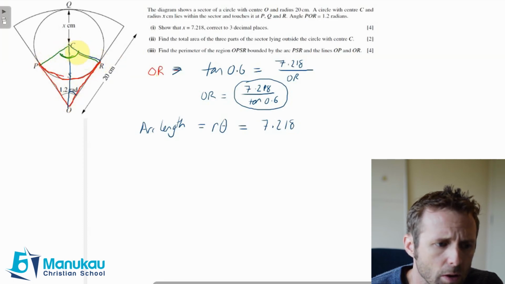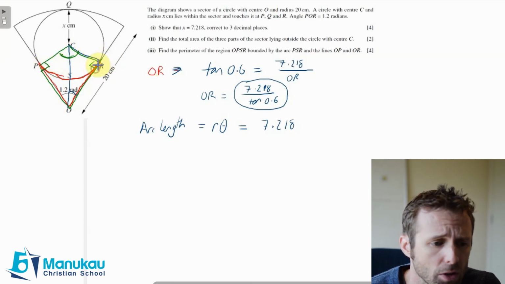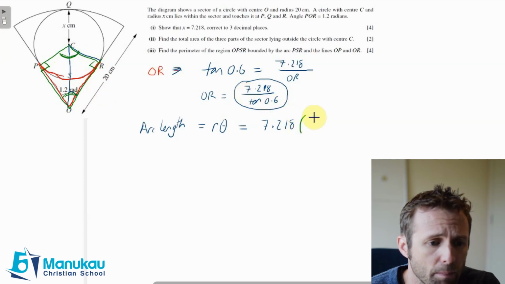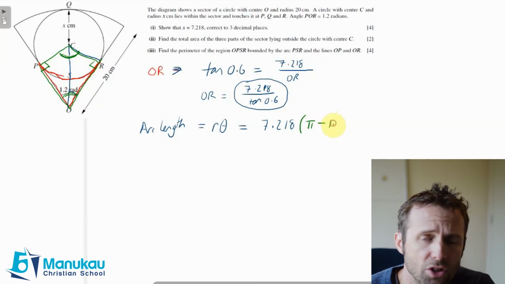But what we can do to help ourselves is look at this quadrilateral. We know that angle P is a 90-degree angle, and also R is a 90-degree angle, or should I say pi over 2. And that means that angle C and angle O must add up to pi as well, since all angles in the quadrilateral must add to 2 pi. So angle PCR, once we subtract P and R from the quadrilateral, must be pi, subtract angle POR, which is 1.2.